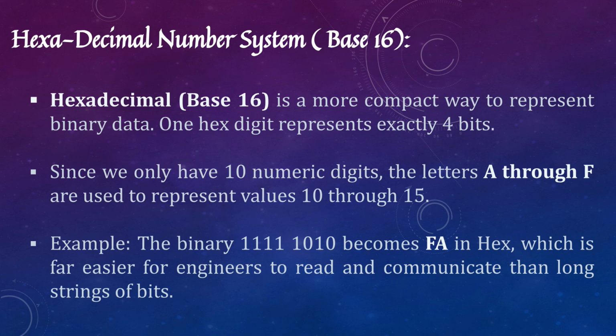The hexadecimal number system, or base 16, is a compact way to represent binary data. One hex digit represents exactly 4 bits. Letters A through F are used to represent values 10 through 15. This makes reading and communicating long binary strings easier for engineers.